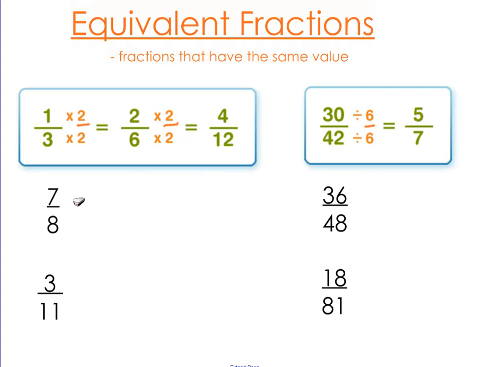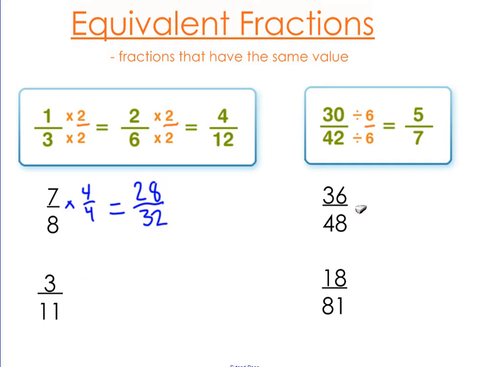Now let's try a couple here. 7/8, I'm going to take an equivalent fraction. I think I'll do the 1 fraction 4/4. So 7 times 4 is 28, and 8 times 4 is 32. So 7/8 is equivalent to 28/32.